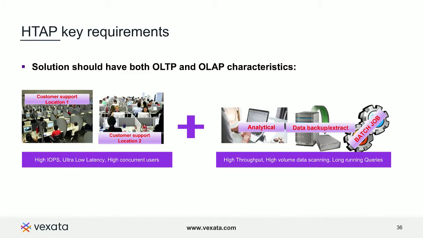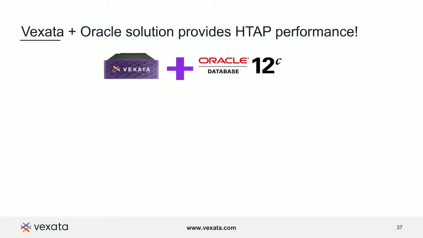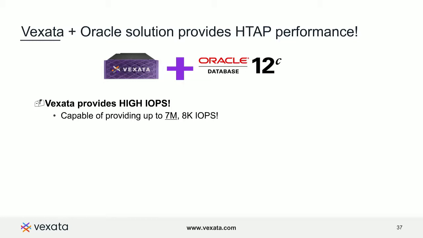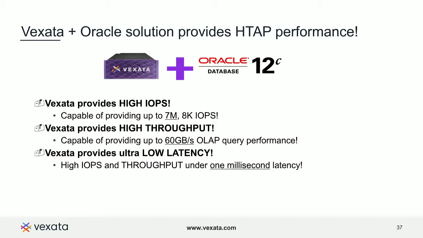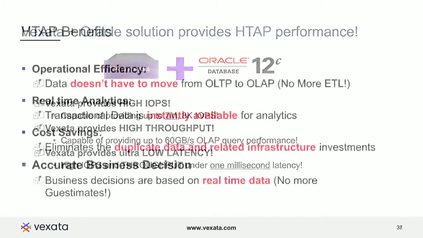The other key requirement is that the solution should handle both OLTP and OLAP features. We know that OLTP requires high IOPS, ultra low latency, and high concurrent users, and OLAP requires high throughput and massive data scans, and it runs long running queries. So does the Vexata Oracle solution provide HTAP performance? Yes it does, because, as Rick mentioned, Vexata provides high IOPS. In my Oracle testing, I could see up to 7 million 8K IOPS, and high throughput up to 60 gigabytes per second for OLAP queries, and it delivers this massive IOPS and throughput under 1 millisecond latency, consistently, at all times.